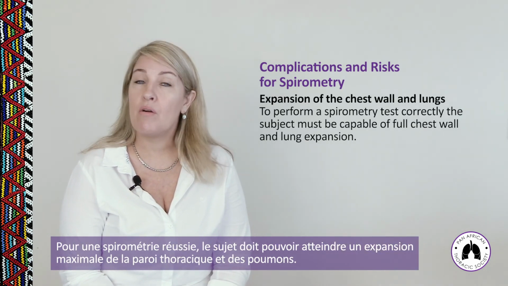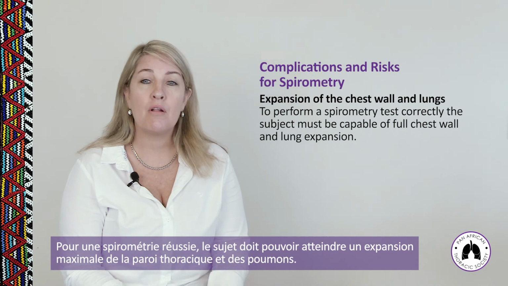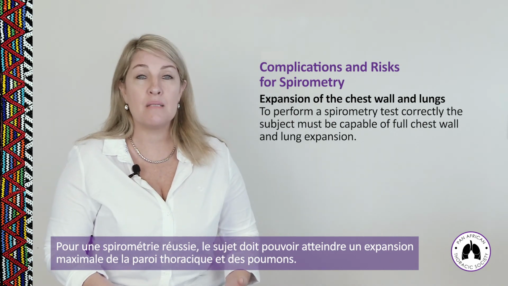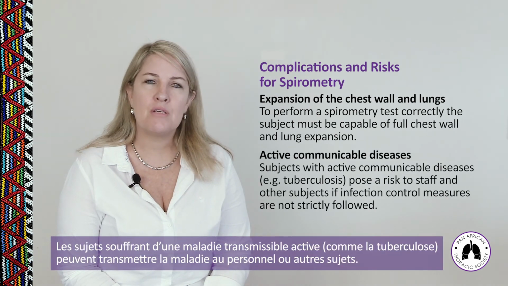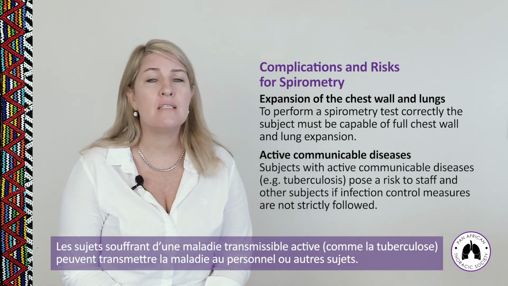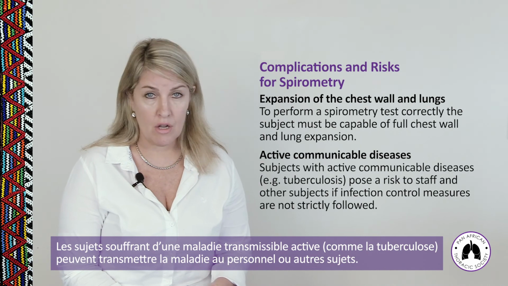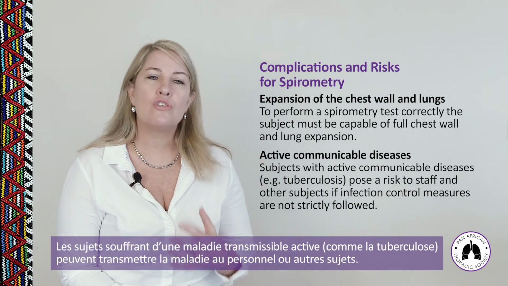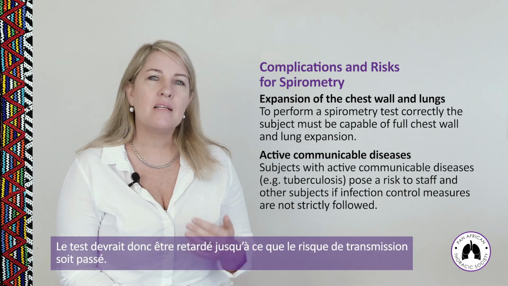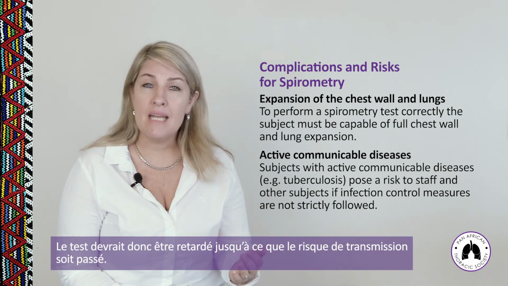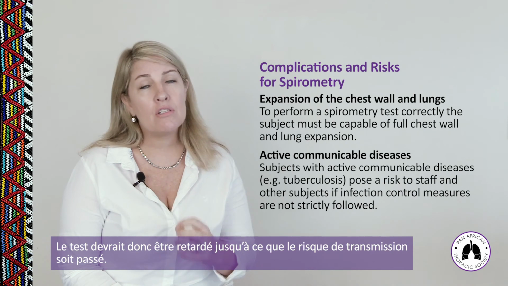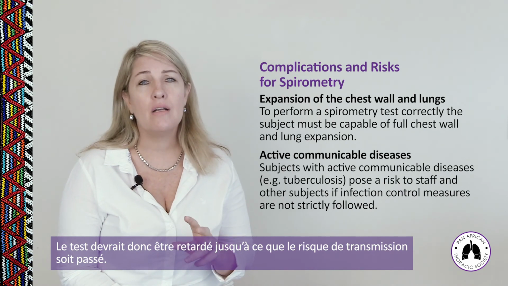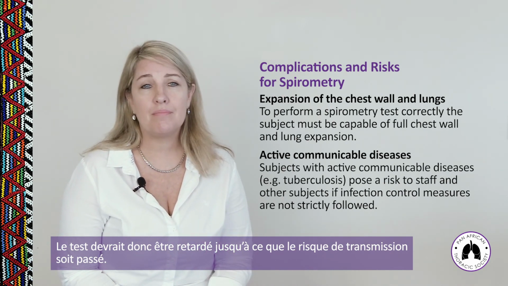So to perform a spirometry correctly, the subject must be capable of a full chest wall and lung expansion. And then active communicable diseases. Any subject with an active communicable disease, for example tuberculosis, poses a risk to staff and other subjects and should be delayed until we're quite clear that the risk of passing an infection on has passed over.